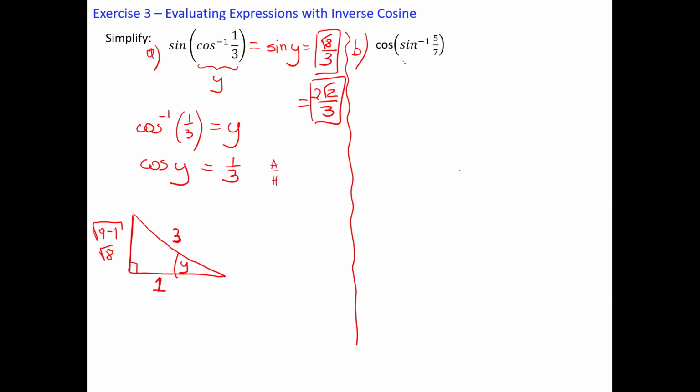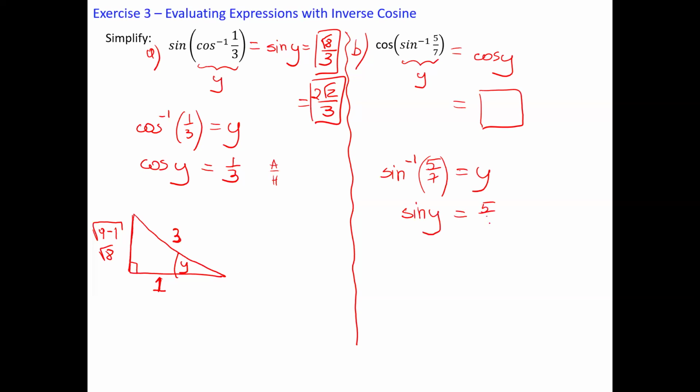Okay, we did this. Nice. Now the same thing. Let's call it the inner quantity y. We can find cosine of y. Let's see, inverse sine of 5 over 7 equals y. Then sine of y equals 5 over 7. I'm using the definition of an inverse function. This means since one ratio is given, we can find all the rest of the six of them.